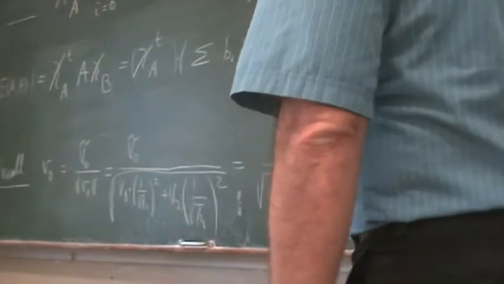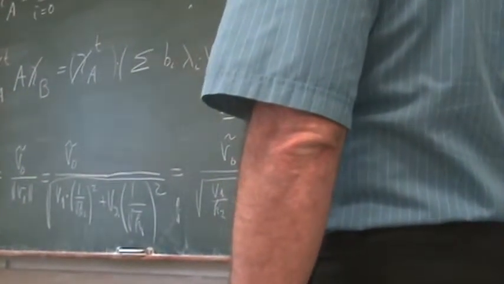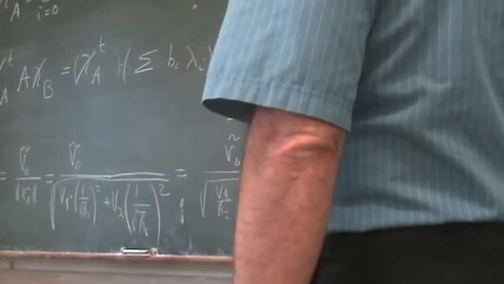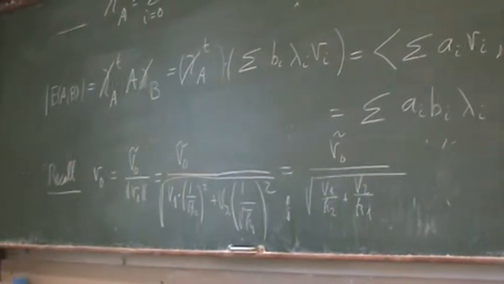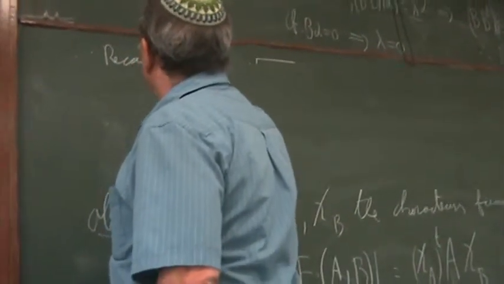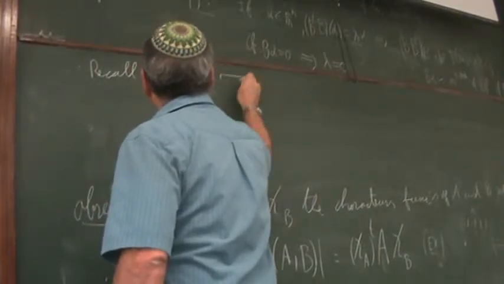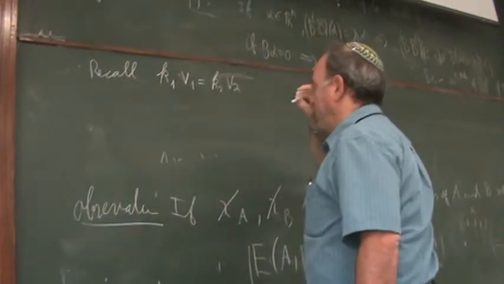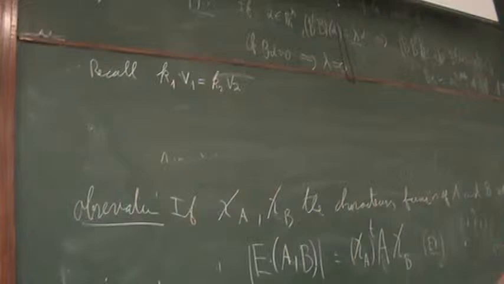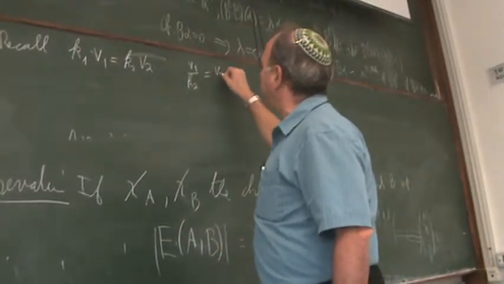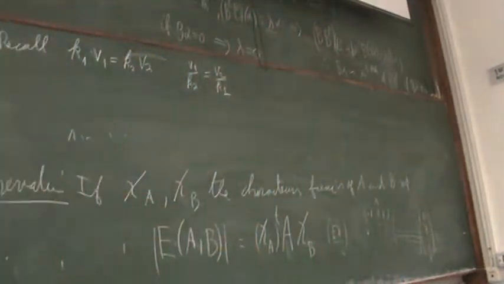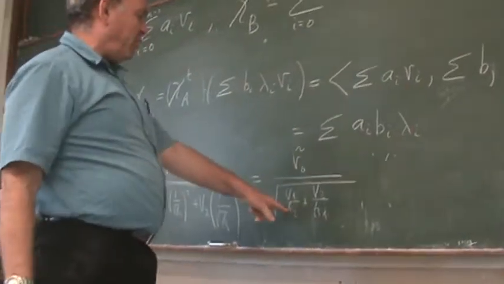Now you remember there is probably a nicer way to write it. Okay, so let's see. I can write it in the following form. Recall that K1 V1 is equal to K2 V2, right? Because this is counting the edges from the left to the right or from the right to the left. So this means that V1 over K2 is equal to V2 over K1, right? So this is the same number twice.